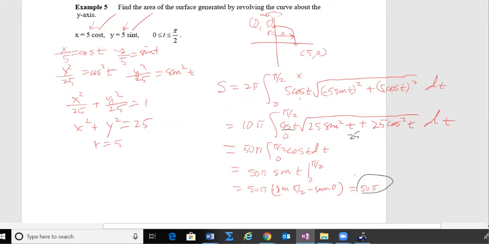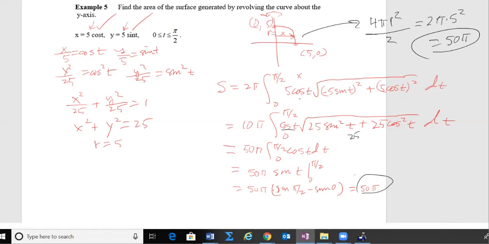Okay, now up here, what I was trying to show was this. This is what we should get because it's half of the hemisphere. And this was the formula for the surface area of a sphere. So my radius is 5, so I should have 2 times pi times 5 squared, which is 50 pi. Okay, so they do match, and it makes more sense now. Okay, sorry about that delay there.